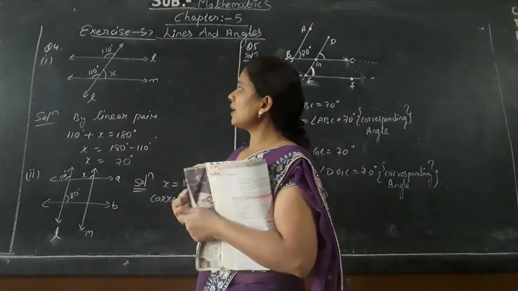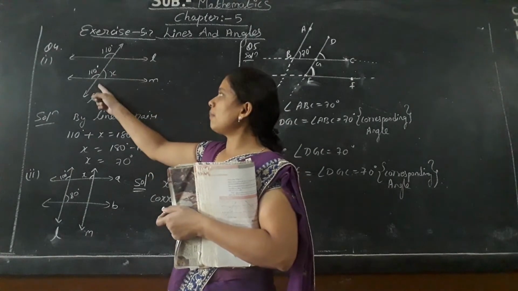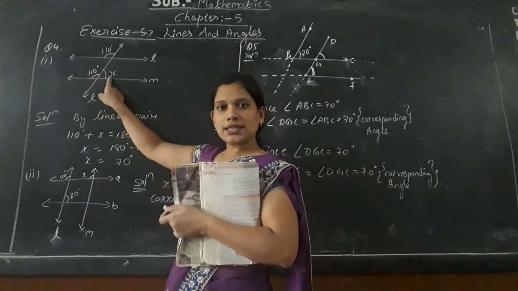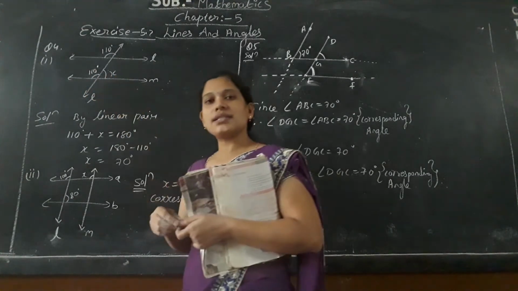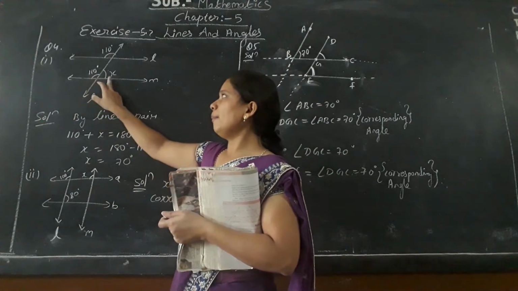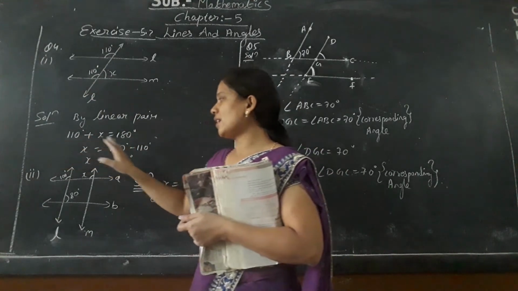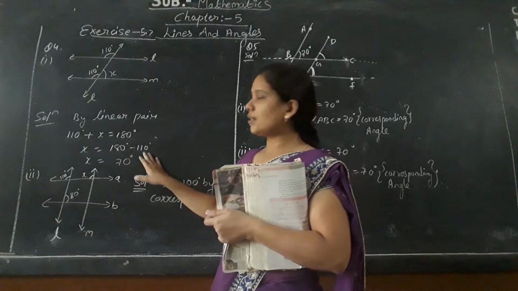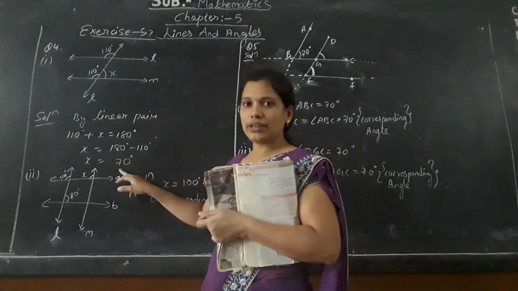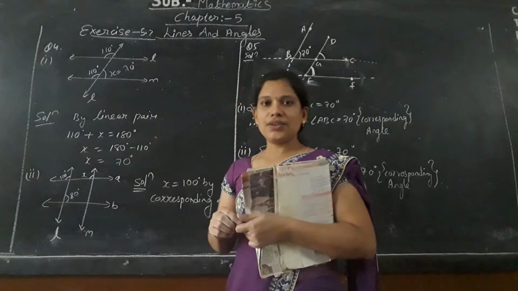Okay. Now you can see that a straight line is being made on line M, and that is intersected by the transversal L. So can 110 and x make a supplementary angle? Of course it can make a supplementary angle. So by the linear pair, 110 degree plus x is equals to 180 degree. 110 degree will be transposed from left hand side to the right hand side and gets subtracted with 180. So 180 minus 110 will be equals to 70. So what is the answer for this x? That is 70 degree. Clear everyone?